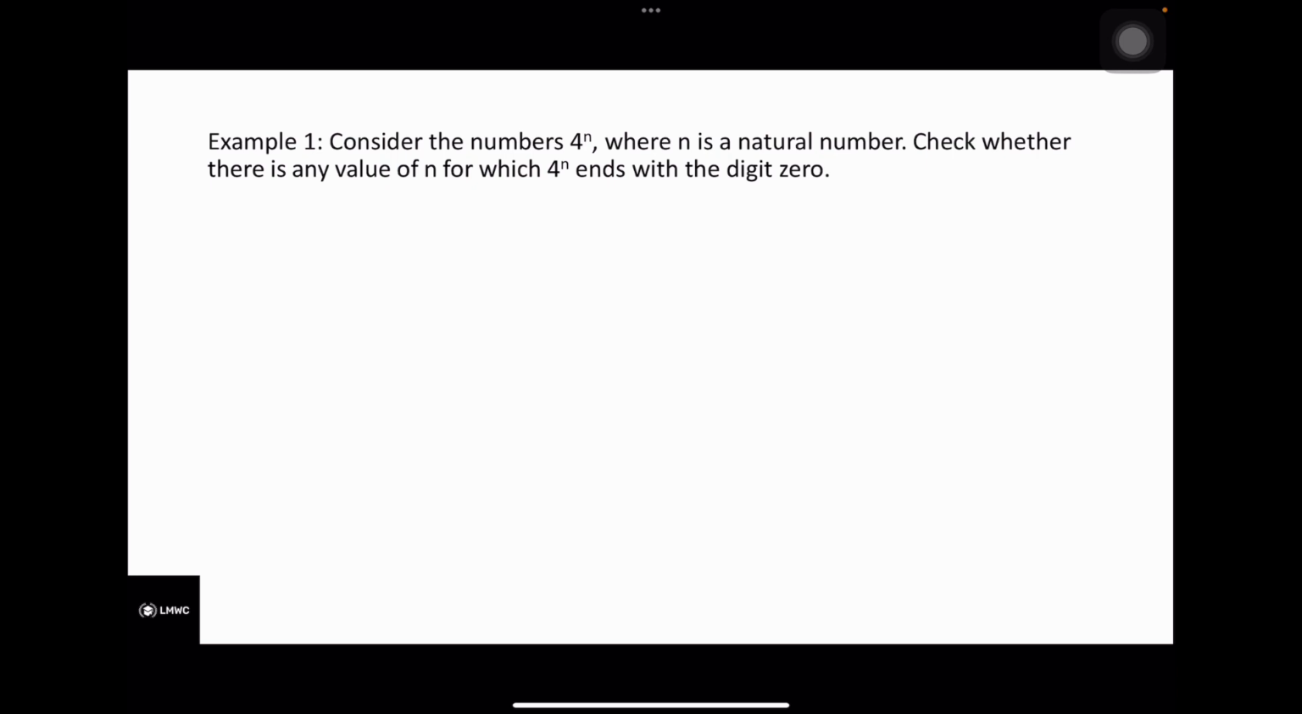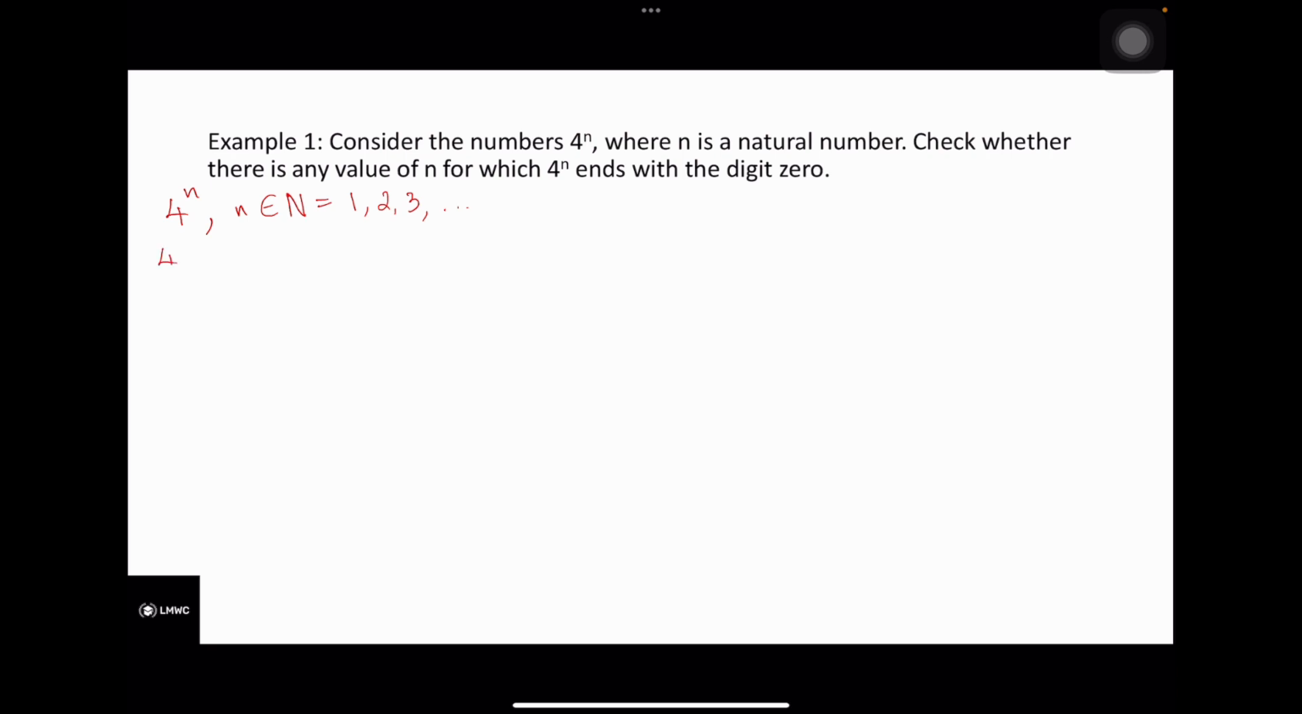So you are given this number, which is in the exponential form, 4 to the power n, and you are given that the power n belongs to the natural numbers. When we say natural numbers, we are talking about the counting numbers: 1, 2, 3, 4, and likewise. So if you replace the power n with the natural numbers, you're going to get some numbers.